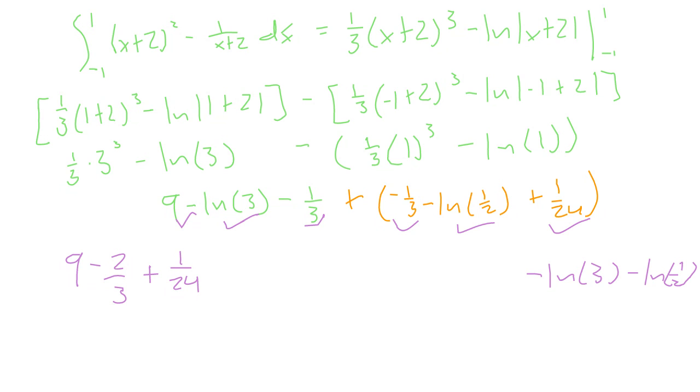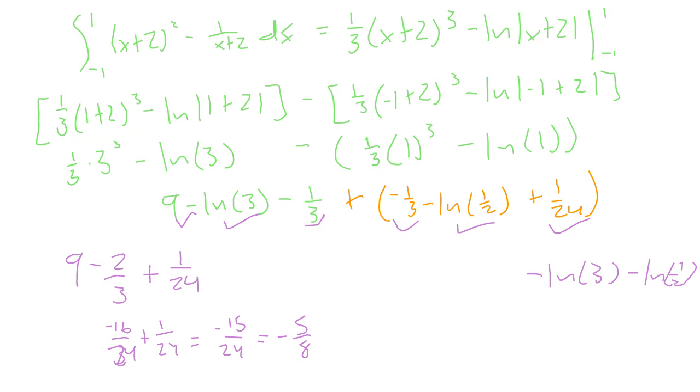So what we can go ahead and do is let's get these two fractions to have a common denominator. So -2/3 is going to go to -16 over 24 plus 1 over 24, which gets us -15 over 24, which is -5/8.